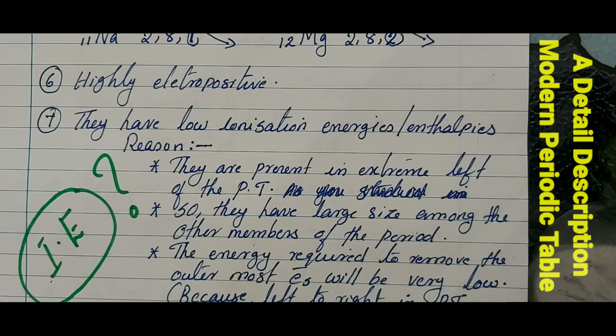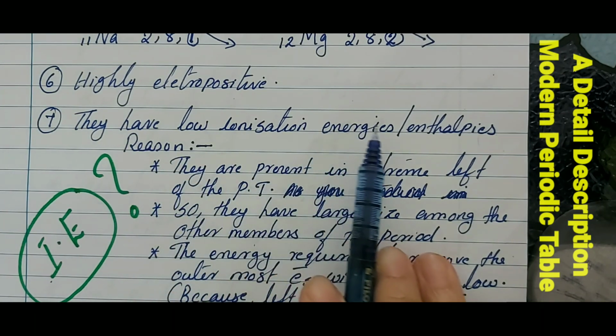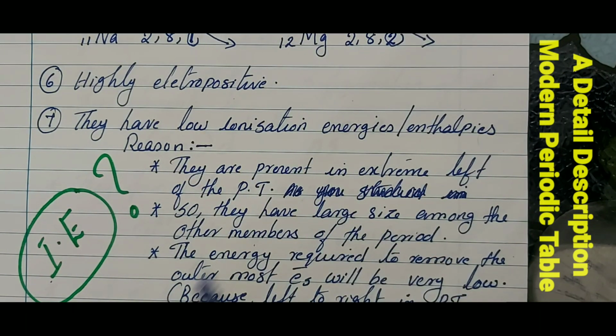Meaning, you take an atom which is isolated from other atoms and you try to remove an electron from its valence shell, meaning the most loosely bound electron. For that process, how much energy you have to supply? That is called ionization enthalpy. So the point written here is they have low ionization enthalpies.